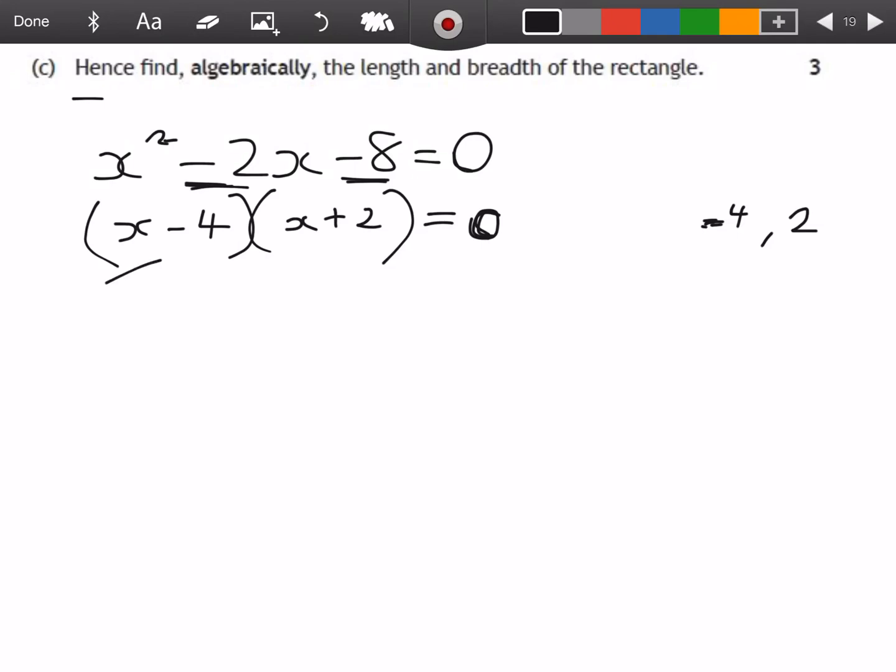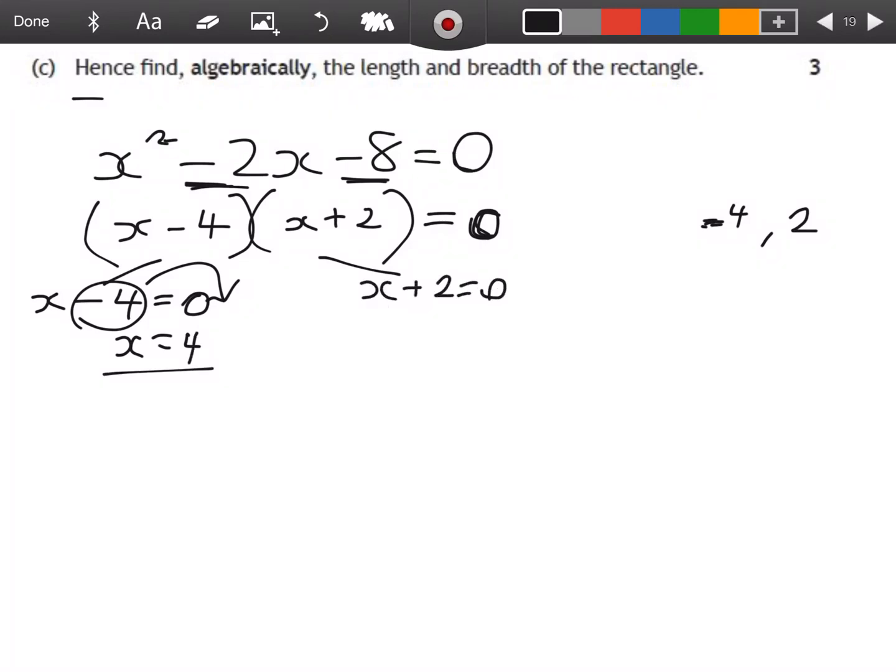How do you get the solutions? You take each of the factors and set them equal to 0. Move the minus 4 across, add it on the other side, remember? x is 4. And the other factor, set equal to 0 to get the solutions. Move the plus 2 across and take it away: 0 take away 2. So we've got two solutions. Either x is 4 or x is negative 2. Now let's go back and check what x actually is, because it might be the case that x can't be negative.